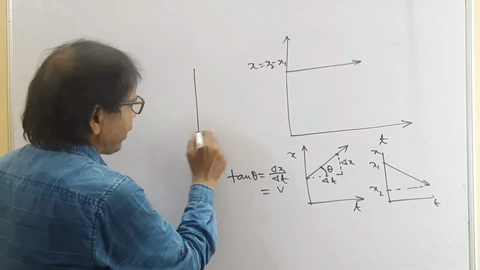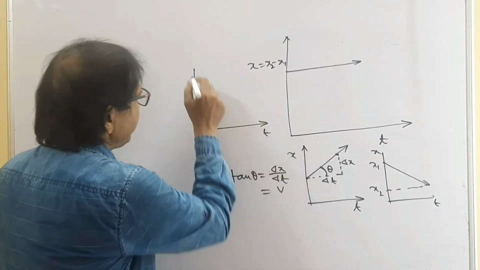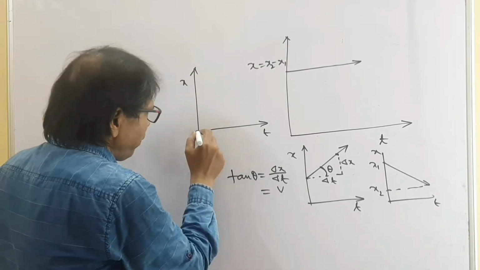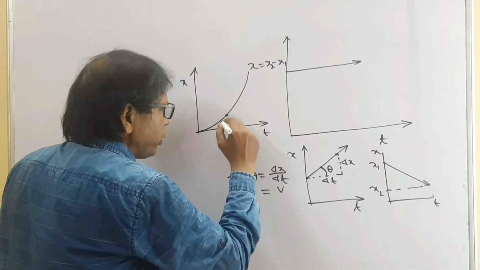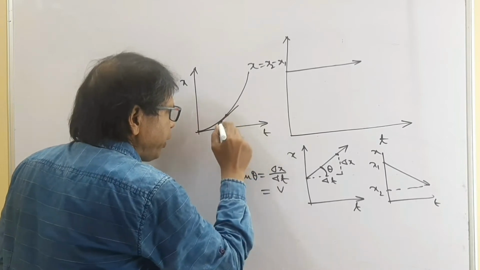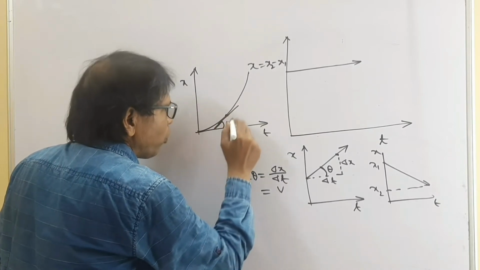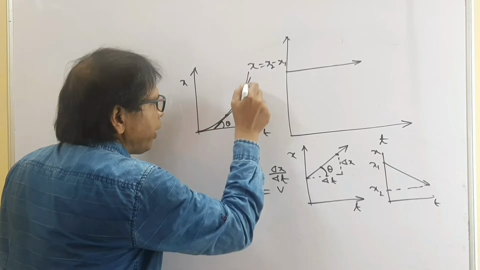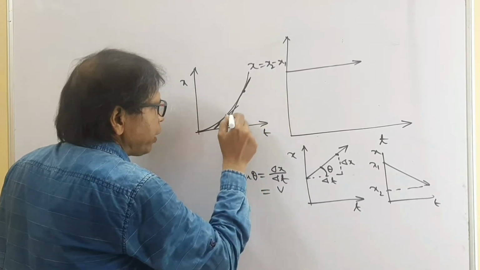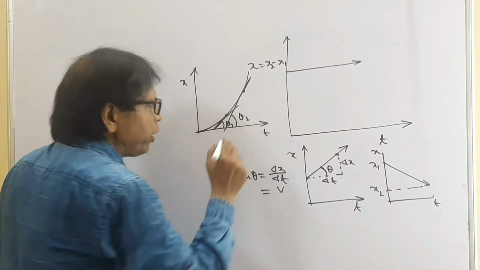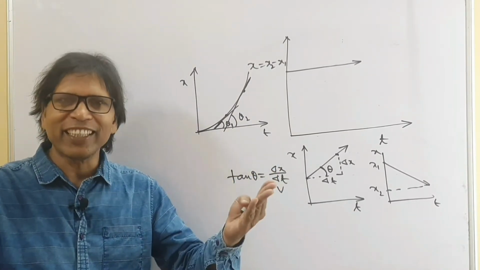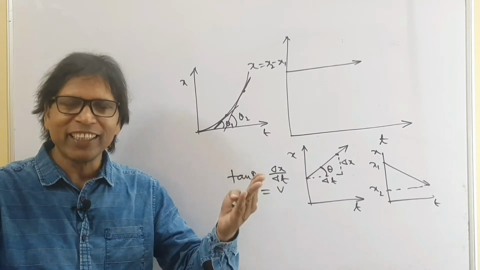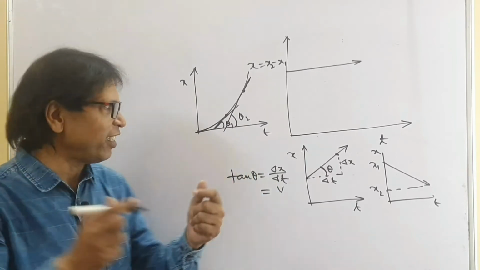Look at this, the x-t graph for acceleration. Here, this is parabolic in nature. Look at this point, the tangent makes an angle theta 1. Now at this point, the tangent makes an angle theta 2. Theta 2 is greater than theta 1, that is, velocity increases, that means it is acceleration.